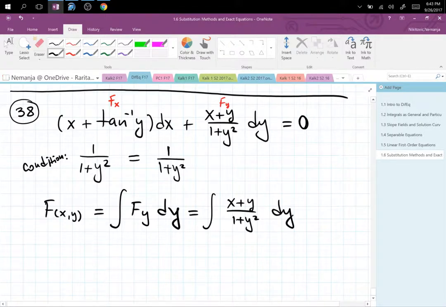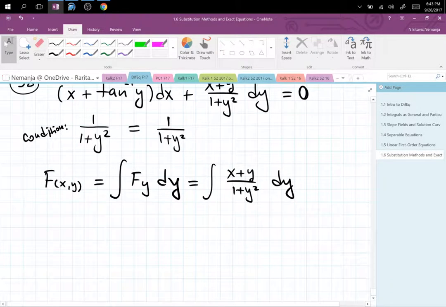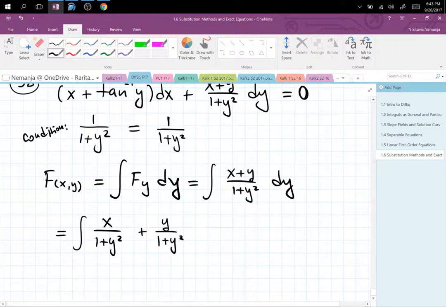Now, why would you do this? Well, you see that you can use u-sub. You don't have to, I mean, you can do trig sub if you like pain, but you can do u-sub on this one. And you integrate from there. So now, what do I have here? To integrate this, I have x over 1 plus y squared plus y over 1 plus y squared dy.